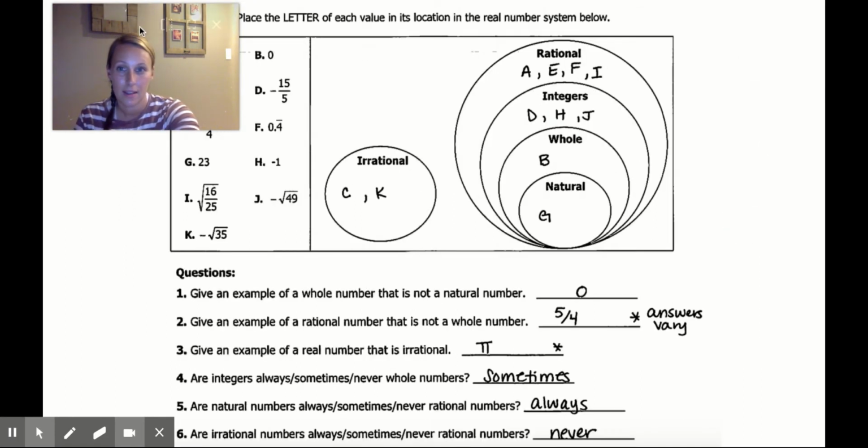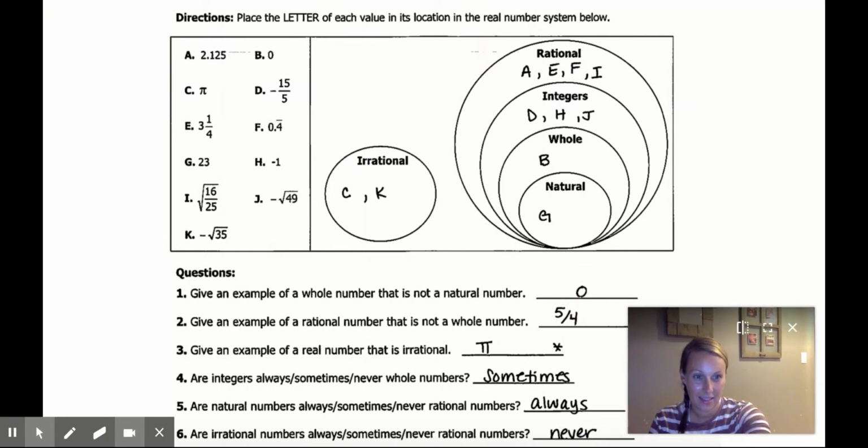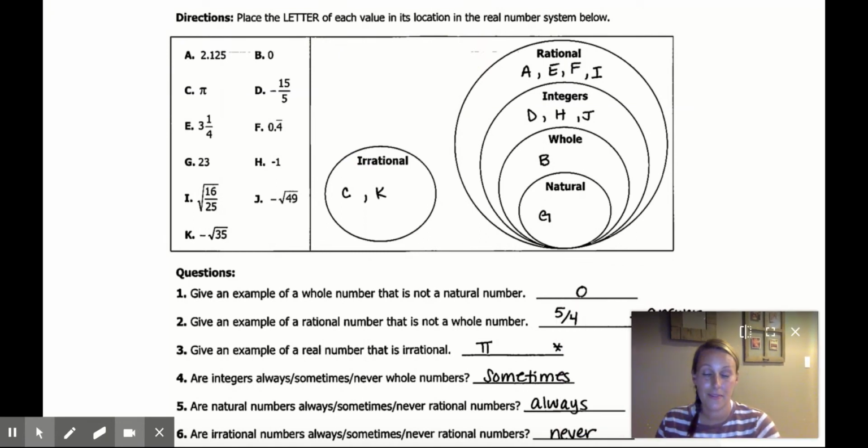All right, the second part of your homework. The directions were a little different, and it said place the letter of each value in its location in the real number system below. And so you were just supposed to simplify each of those letters A through K and find the most specific location that that number belongs.